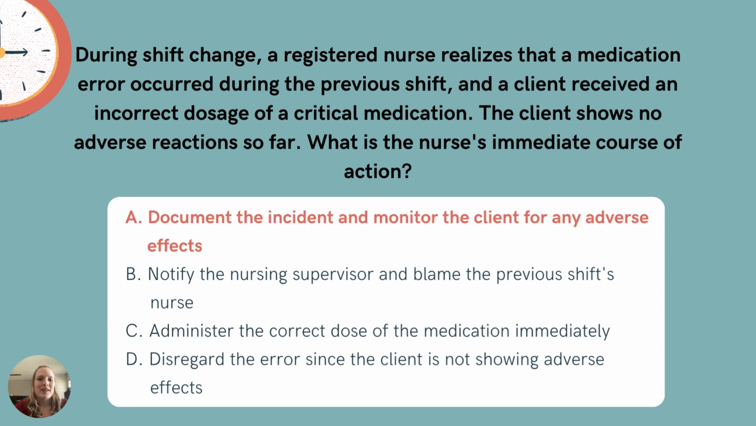All right, you all. The correct answer is absolutely A, document the incident and monitor the client. While we may need to notify our supervisor or the provider, we don't necessarily want to shift blame onto another nurse. So we absolutely need to provide the right documentation and let the appropriate parties know that the client is safe. Now let's do one more equation.